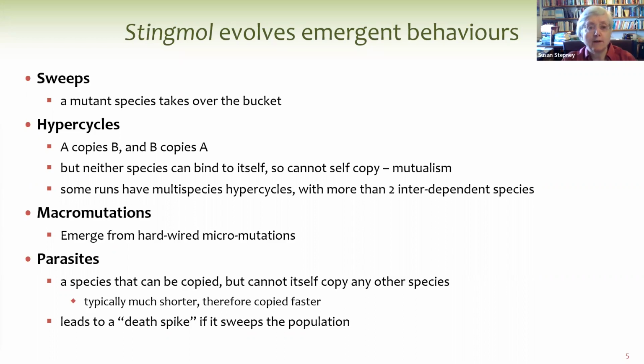So a parasite, I started off defining it as a species that can be copied, but it itself cannot copy any other species. And the reason for that is it's often lost its copy code, and so that makes it typically much shorter than the other strings, and therefore it gets copied faster, which gives it an evolutionary advantage. But a problem with parasites, certainly in the initial experiments, is it can lead to something called a death spike if that sweeps the population and there's no replicators left.